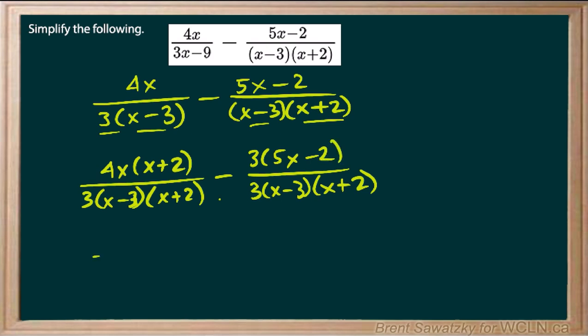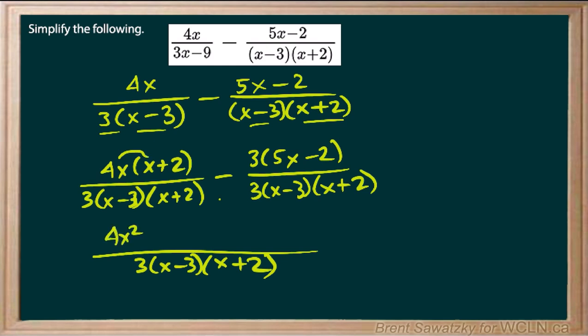So the denominator, as we've already established, is set up like this. And on the top, let's work through our parts here. 4x times x is 4x squared. 4x times 2 is 8x. And over here we have a negative 3 times 5x, which is minus 15x. And negative 3 times negative 2 is plus 6.